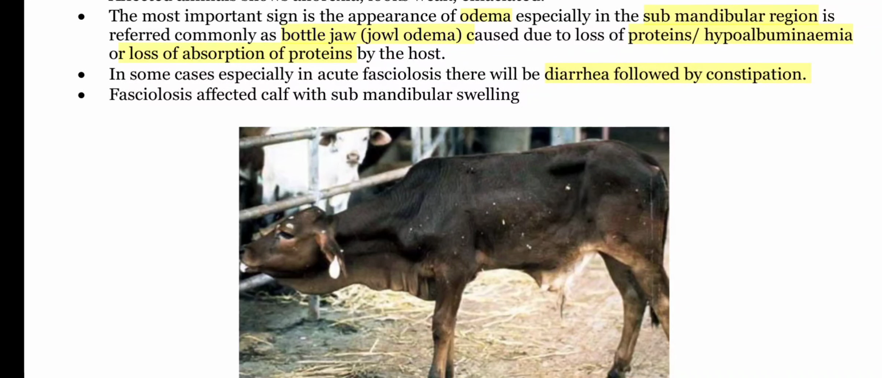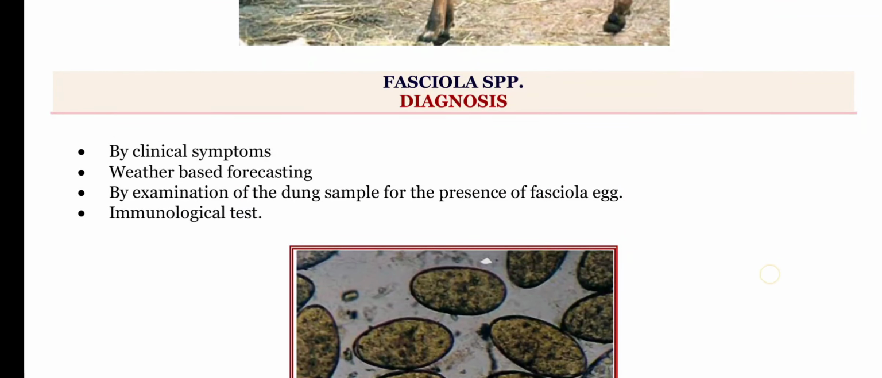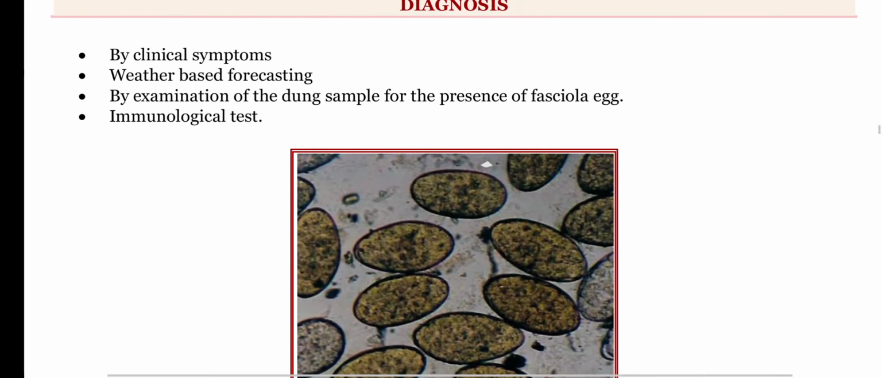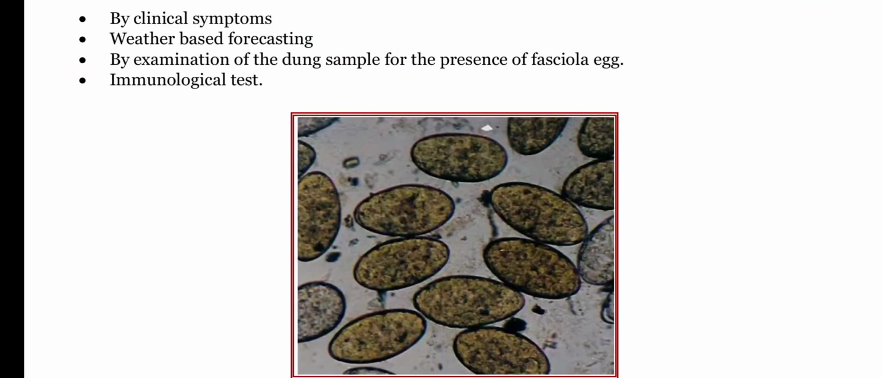In some cases, especially acute fasciolitis, there is diarrhea followed by constipation. The disease can be diagnosed by looking at clinical symptoms like anorexia, emaciation, weakness and bottle jaw edema, along with the fecal sample, where one can notice the fasciola egg. It can be diagnosed very easily by looking at the egg, which is oval shaped, with a yellow tint and an indistinct operculum. Sometimes weather forecasting also helps in the diagnosis, because the disease occurs more frequently in March and December, and sometimes one can use immunological tests to diagnose this disease.